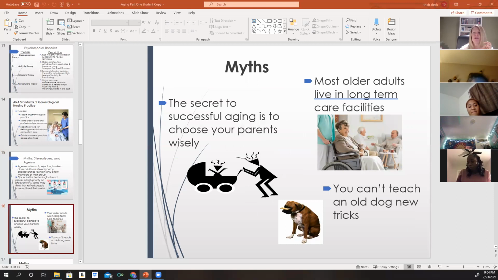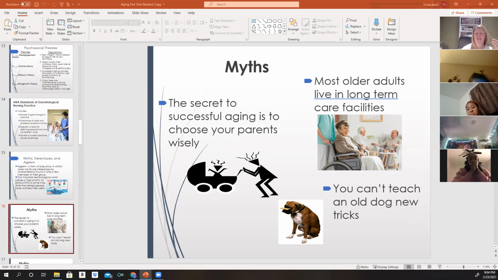Different myths. Most older adults live in long-term care facilities. That's the furthest from the truth. Only a small population of our older adults live in long-term care facilities. Through preventative medicine and preventative education, adults are living longer and living productive, good quality lives. You can't teach an old dog new tricks. Well, they might have trouble learning it. It might take them a little while to get used to it, especially with electronics, computers, TVs, modern technology, but they certainly can get used to it. It just takes a little more time.